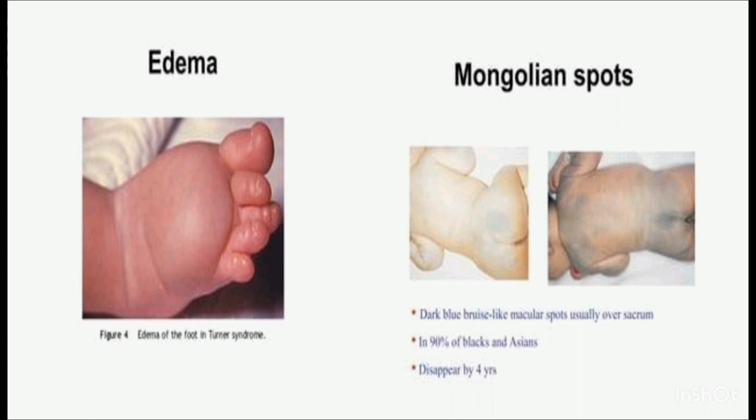In the next picture, edema and Mongolian spot. As you can see, the lower extremity is swollen. It can occur as edema of the foot in Turner syndrome. And on the neck, a Mongolian spot is a dark bluish macular spot, usually over the sacrum. About 90% of Black and Asian newborns have this Mongolian spot. It also disappears by 4 years of age.